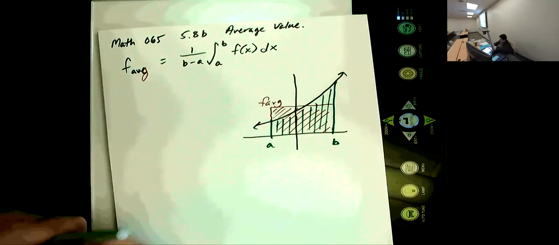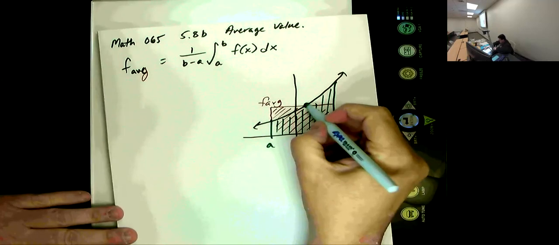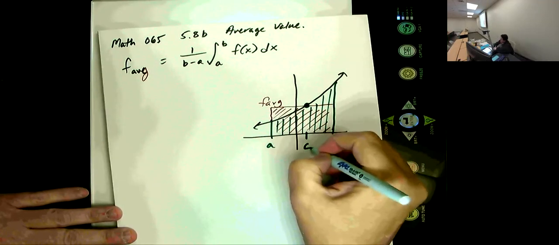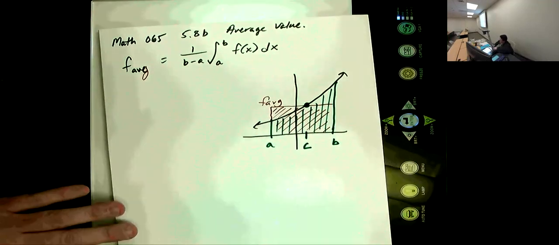And let's say this occurs at C. Just because Dalton likes things alphabetically.